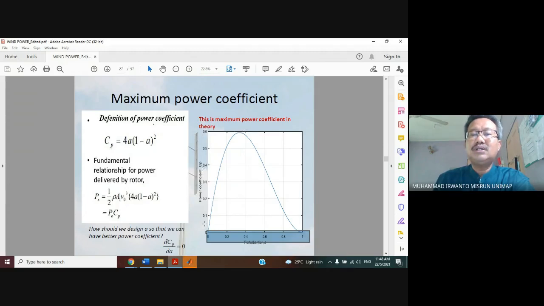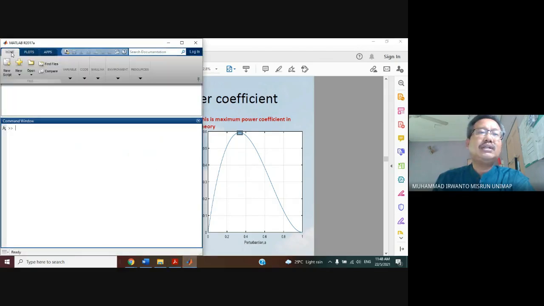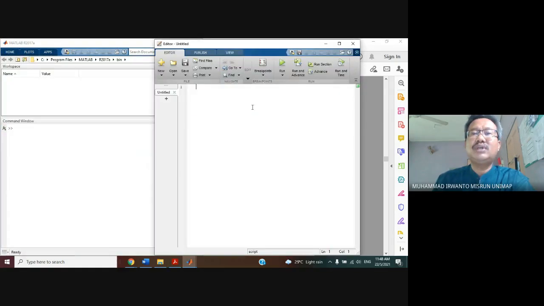Now, from here, we obtain the maximum of the Cp, the point, let's say, in here. For this point, 0 point something for the vertical axis and the horizontal axis. How many for the perturbation A? Now, exactly in here we can look at this simulation.